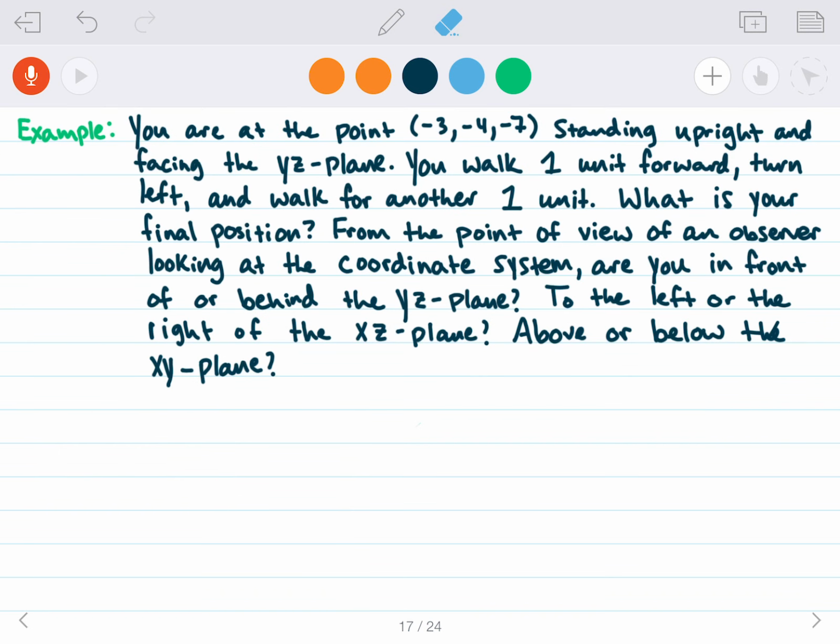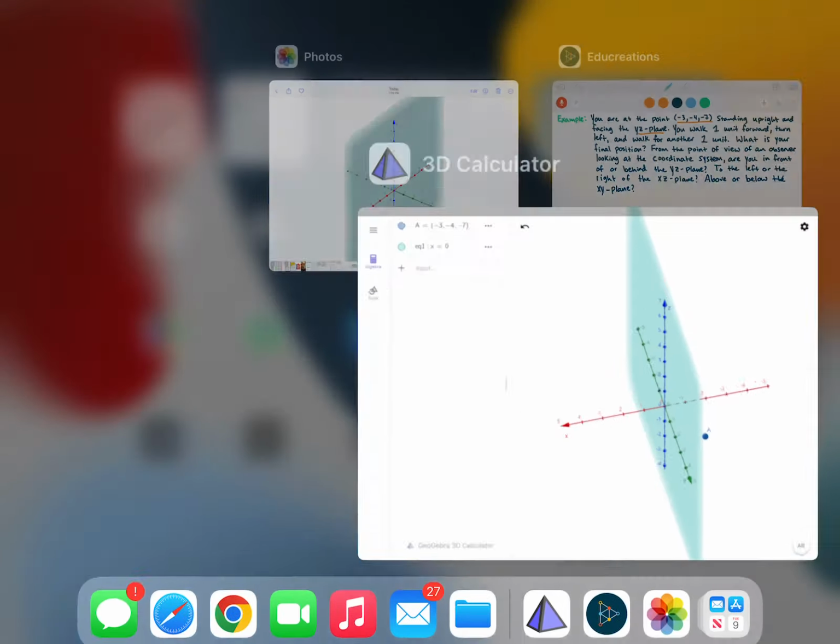You're at the point -3, -4, -7, standing upright and facing the YZ plane. Let's go ahead and put this information in GeoGebra. So the YZ plane, remember, that is just code for the equation x equals 0. And we want to also plot the point -3, -4, -7, and it should look like this.